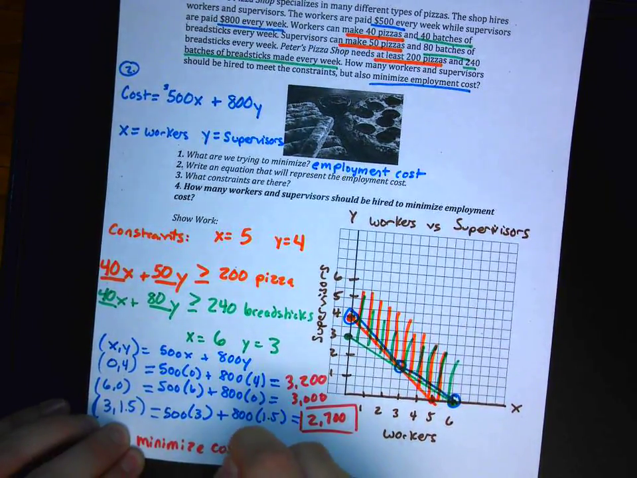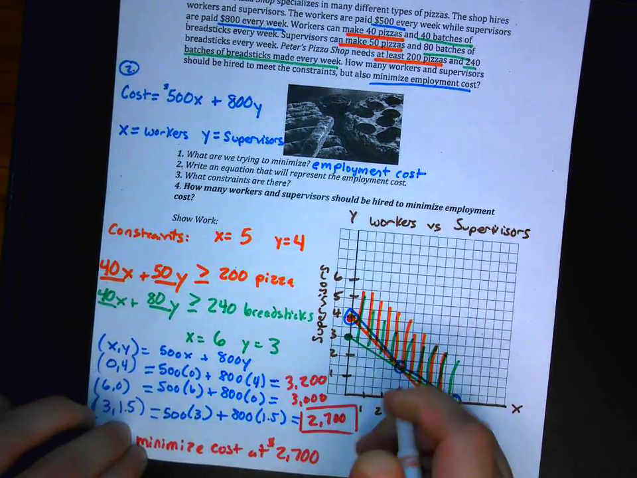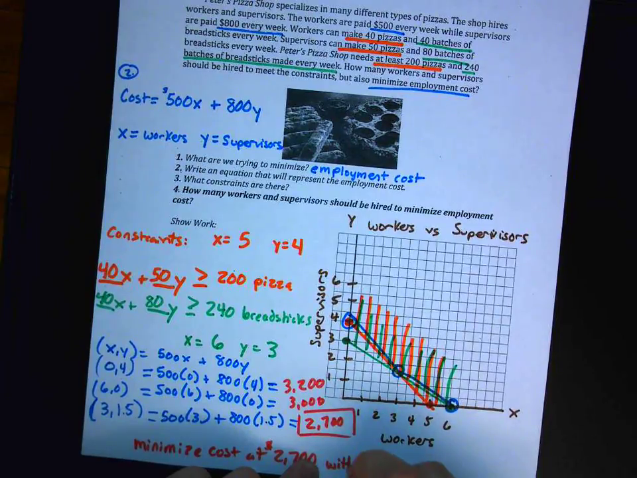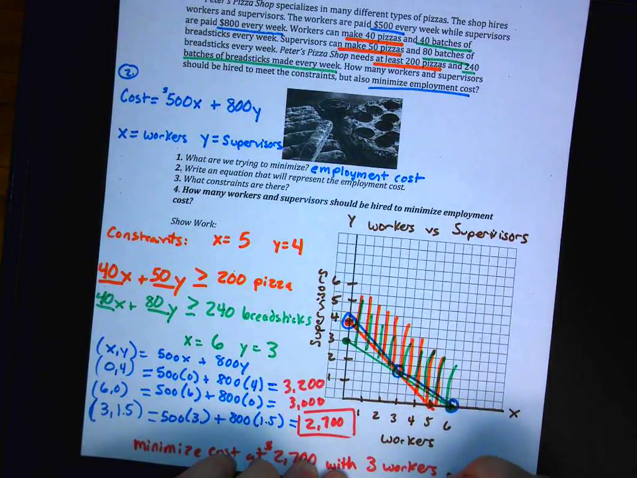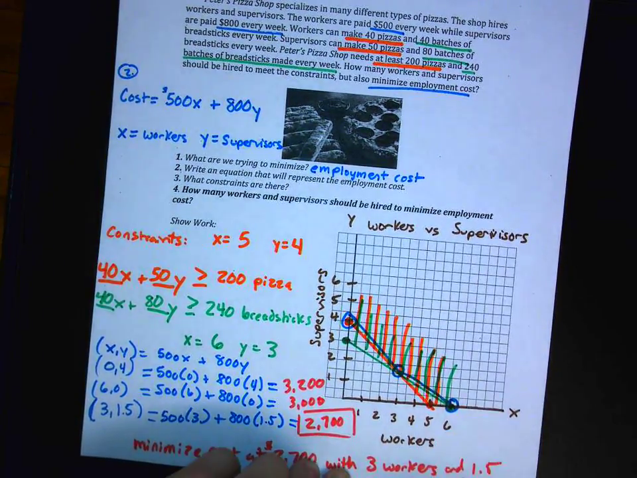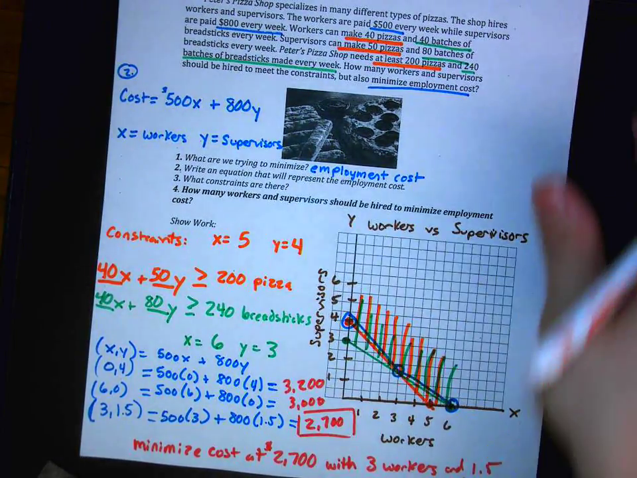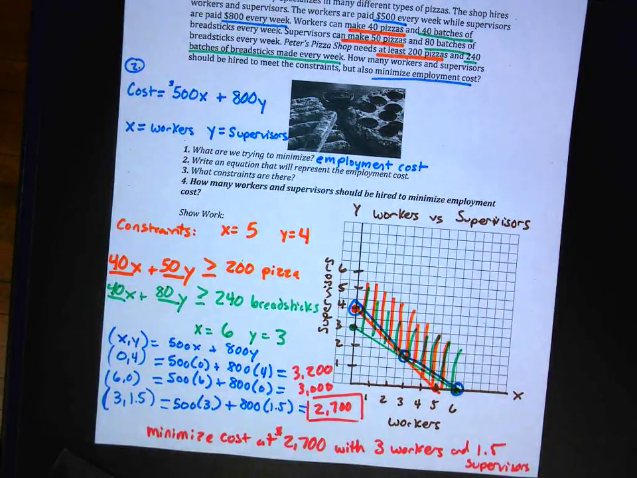So to answer our problem, to minimize our cost, we would minimize the cost at $2,700 if we hire 3 workers, because that's my X, and 1.5 supervisors. And that's going to be our answer to this problem.